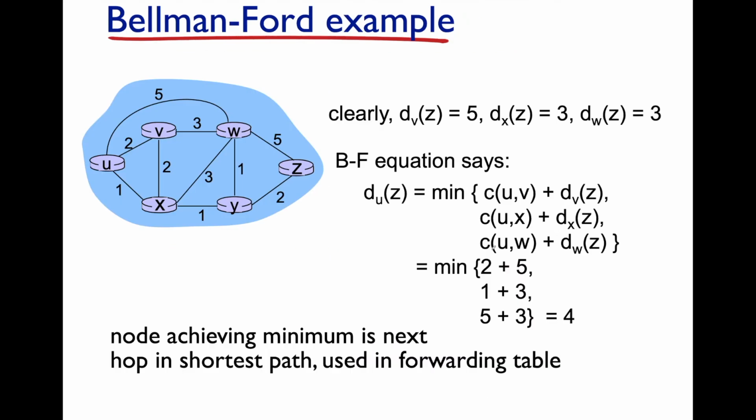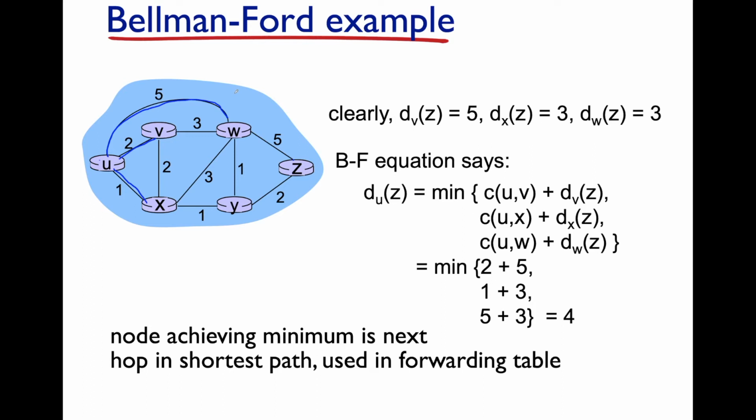All right, so let's take a look at the Bellman-Ford update as it pertains to this network involving routers or nodes in some system U, V, W, X, Y, and Z. Let's look at node U. If we want to get from U to Z, let's consider all the neighbors of U. We have U's neighbor W, we have U's neighbor V, we have U's neighbor X.